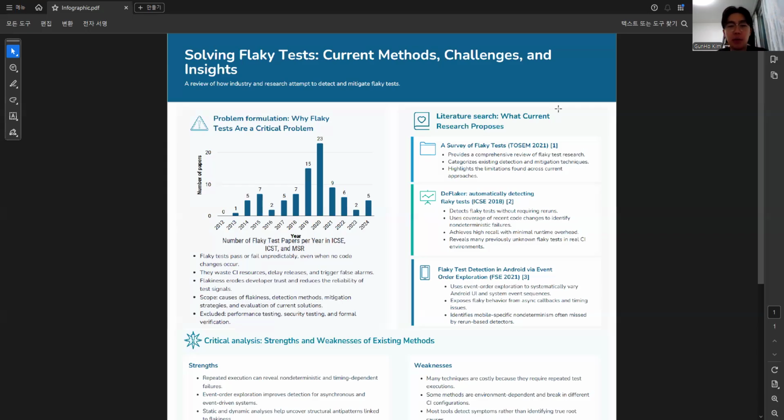Okay, so hello everyone. Today I'd like to talk about a topic that affects almost every modern software project, but often goes unnoticed: flaky tests. These are tests that pass and fail unpredictably, and they create serious challenges in continuous integration and large-scale development environments. My poster is titled Solving Flaky Tests: Current Methods, Challenges, and Insights.